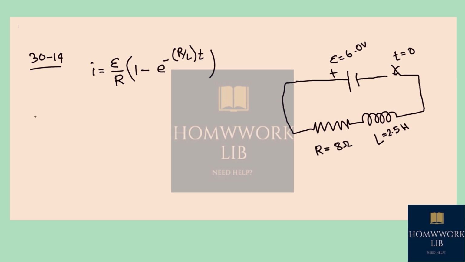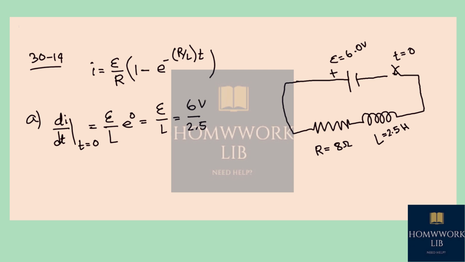So for part A, we need to find the initial rate of increase of current in the circuit. The rate of increase of current can be written as di over dt, and since it's initial, time will be at t equal to 0. If we take the derivative of I with respect to t, we get epsilon over L times e to the power 0 at t equals 0, which is epsilon over L, equal to 6 divided by 2.5. So we have 6 volts and 2.5 Henry, which gives us 2.4 amperes per second.